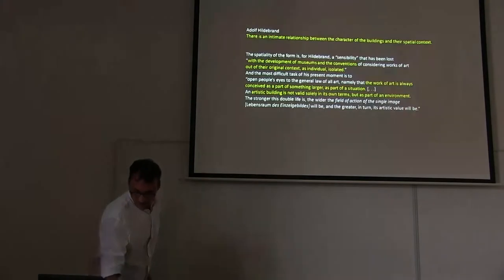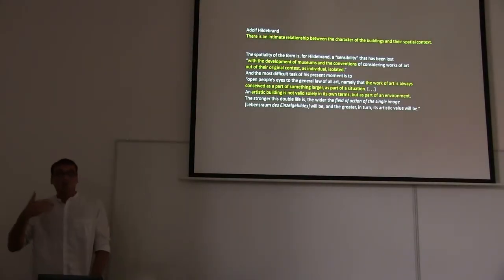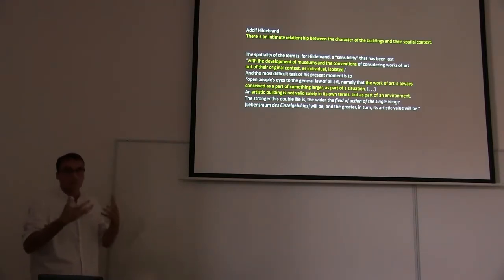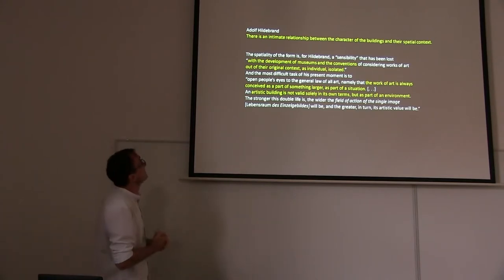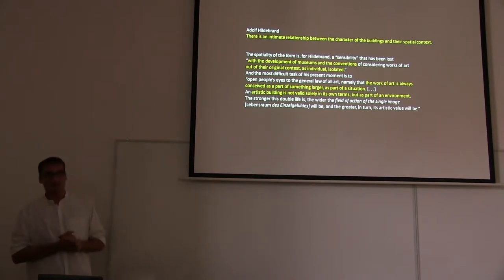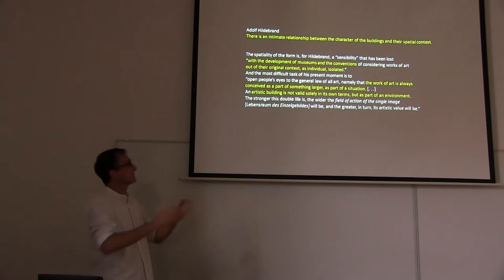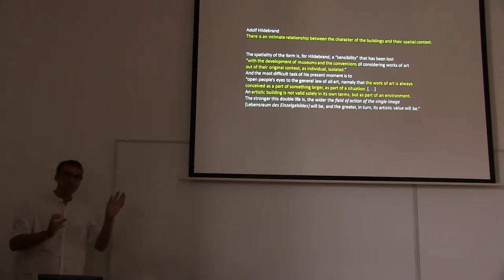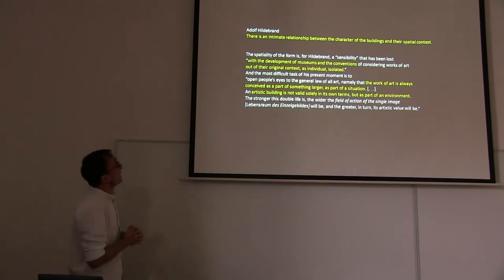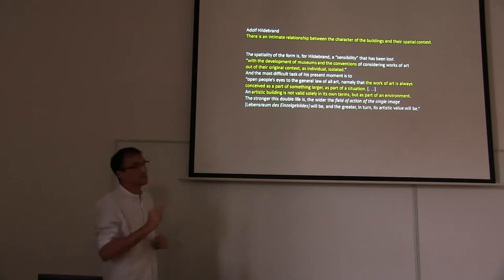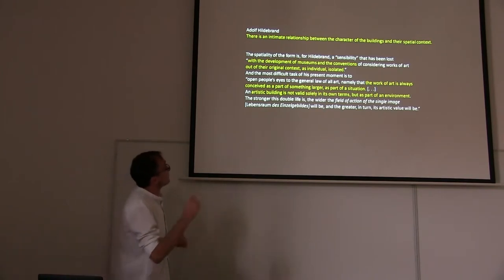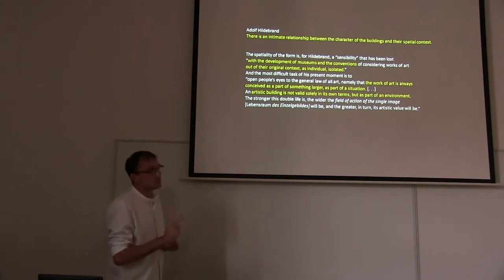And he starts to conceptualize his emotions, his interpretations of this shock of this visit. He said there is an intimate relationship between the character of the buildings and their spatial context. There are two indissoluble things that we cannot divide, the building and its spatial context. And he said a very, very interesting thing. The speciality of form is, for Hildebrand, a sensibility that has been lost with the development of museums and the conventions of considering works of art out of their original context.